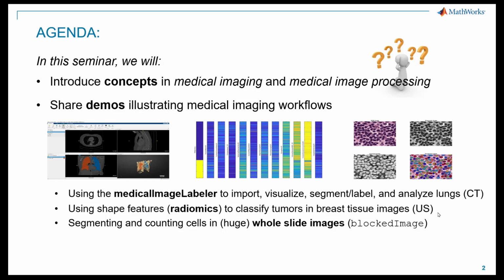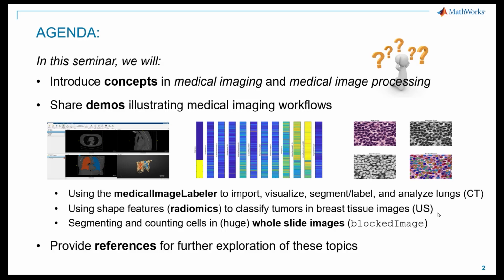But we're also going to introduce Cellpose, which is a new deep learning based model that allows us to very easily detect cells using a cell nucleus model, for example. So things that could be very, very challenging with traditional image processing or computer vision become relatively easy with some of our new tools. And finally, I'm going to provide you some references for further exploration of these topics.